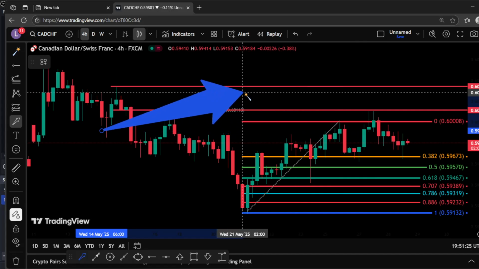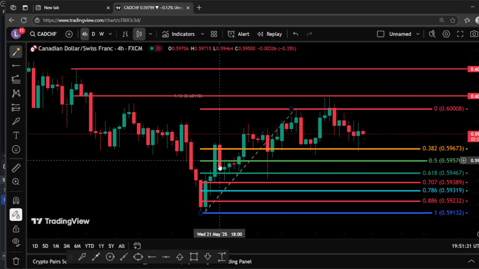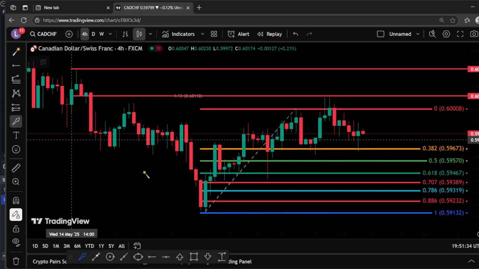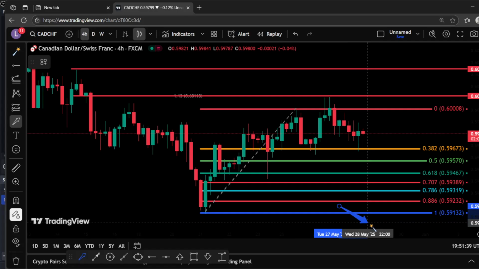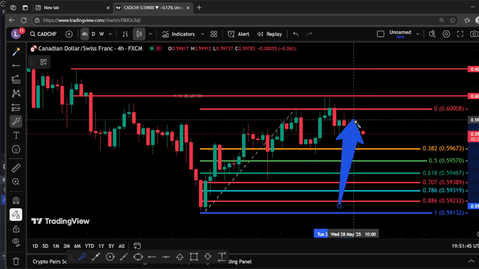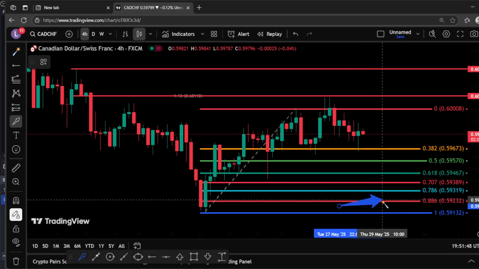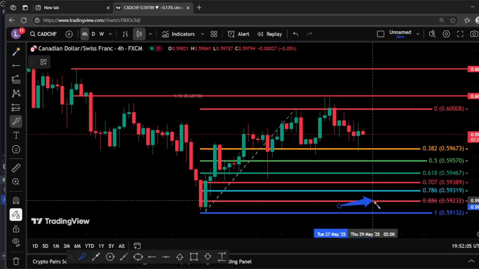All right, so now what am I expecting? So for the shark pattern, the shark pattern concludes between 0.886 and 1.13. All right, so I expect this to drop up to the 0.886 right here. Yeah, so this is where I'll be looking for a long trade on this 4 hour time frame.